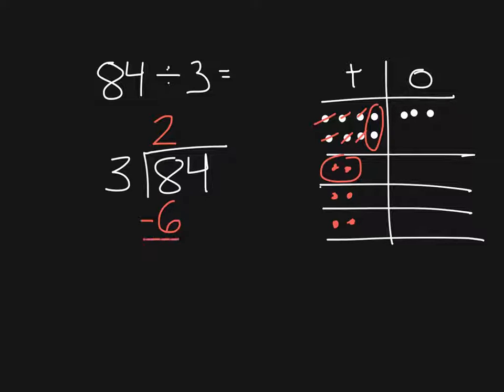So 8 minus the 6 that I distributed leaves me with my remainder of 2 tens. Those 2 tens will be regrouped over here into my ones column as 20 ones.